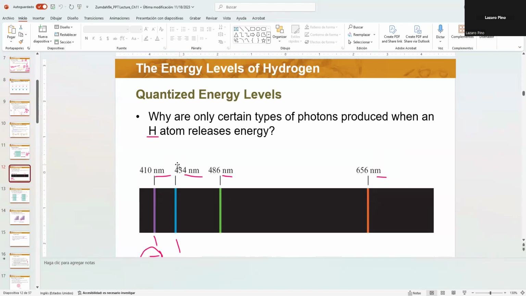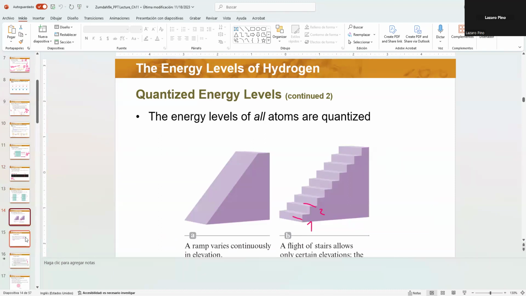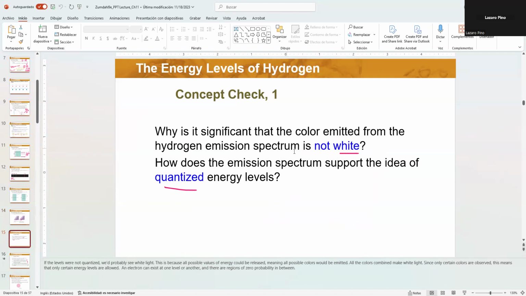Because they have a specific wavelength, and the meaning of that is that the levels of energy are quantized. So they jump into levels that are already quantized, as you can see here in this stair. The same happens in the atom. That's why the light is not white. It has different colors because every color, or line, represents a wavelength, and according to this wavelength, you can calculate the energy that the electron uses in order to go to an excited state.